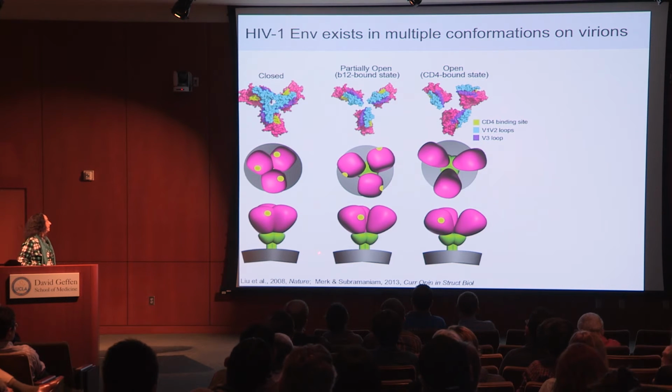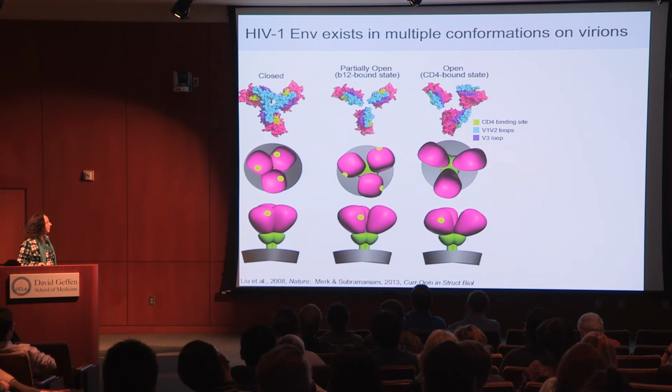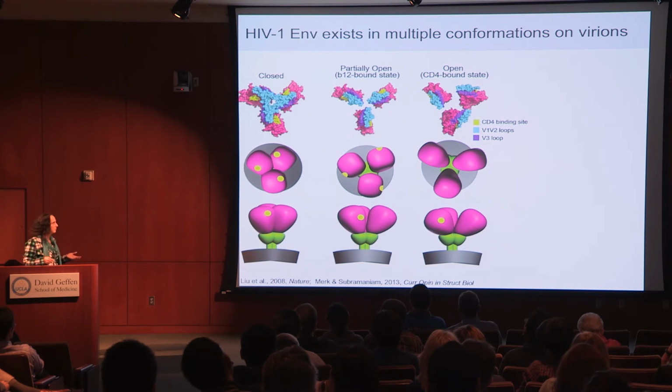From Subramaniam's work of electron tomography on viruses, it's known that envelopes on the surface of viruses exist in at least 3 different conformations. So in their papers, they defined a closed state. This is a cartoon of the trimer here. For reference, the CD4 binding site is in yellow. And then when they bound another antibody called B12, it opened a little bit. And then when they bound CD4, the host receptor, it opened completely. And so that's the open state.